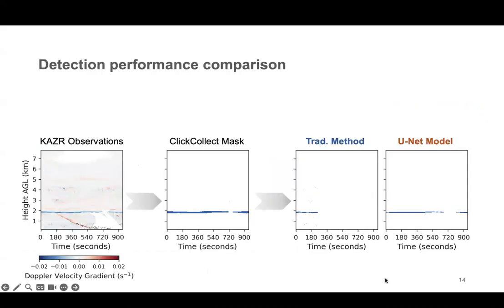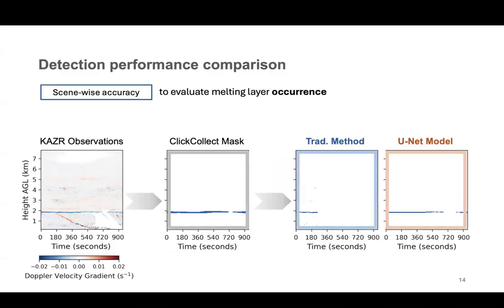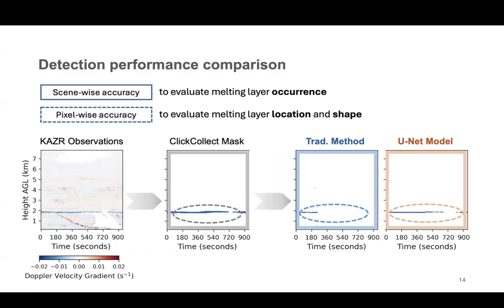So the detection performance in this study is evaluated from 2 levels. First is scene-wise accuracy. This is to evaluate melting layer occurrence in this case, basically to see whether melting layer exists or not. And the other one is the pixel-wise accuracy. This is to evaluate the melting layer location and shapes and look into the pixel-wise characteristics.